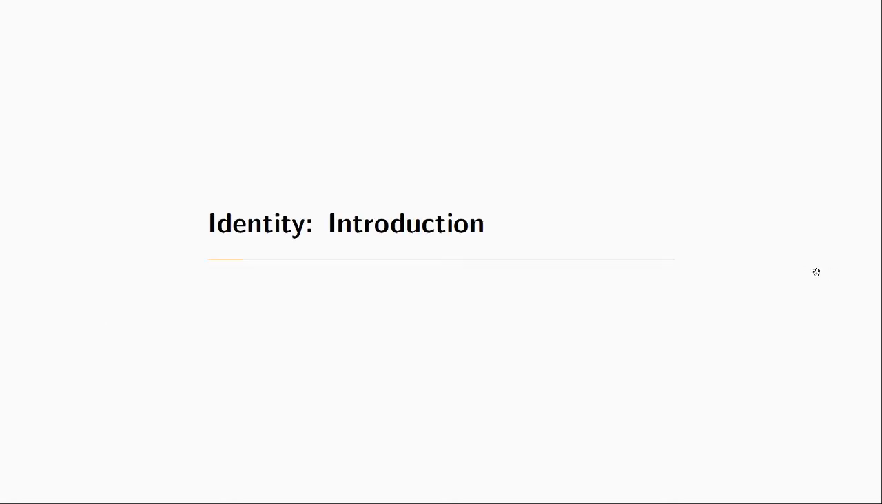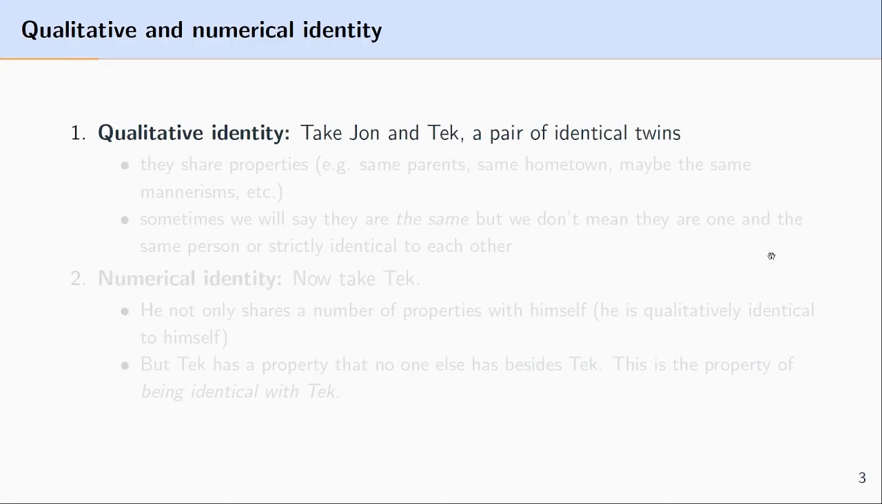So first, let's talk about the identity that we're introducing into the language of predicate logic. Typically, a distinction is made between two different types of identity. The first is qualitative identity. Rather than defining qualitative identity, it's helpful just to look at an illustration. Let's take two identical twins, John and Tech. One thing we might note about these identical twins is that they share a lot of properties. They have the same parent, the same mother, the same hometown. They may look the same. They have maybe similar behaviors and so forth.